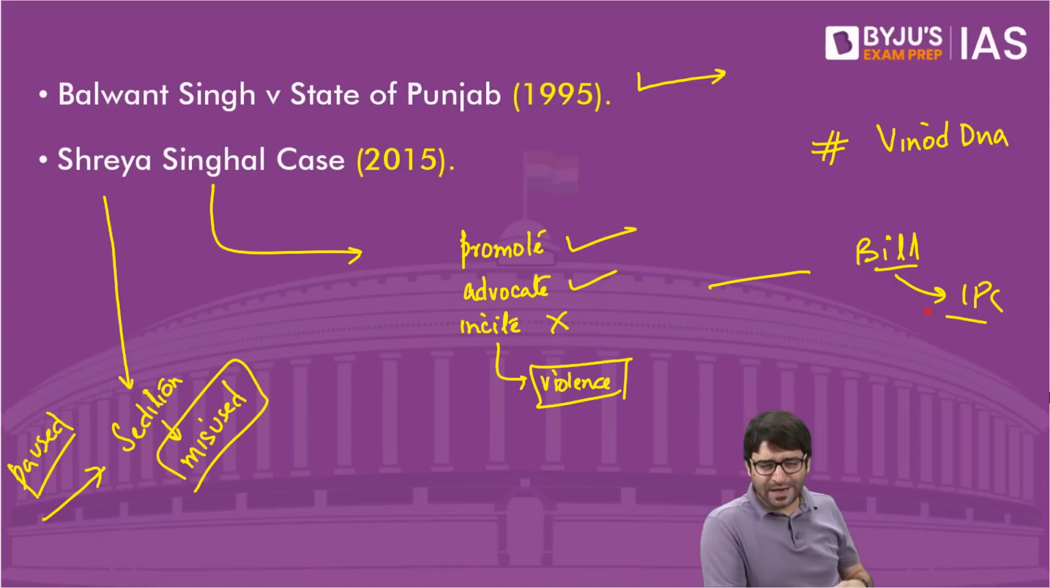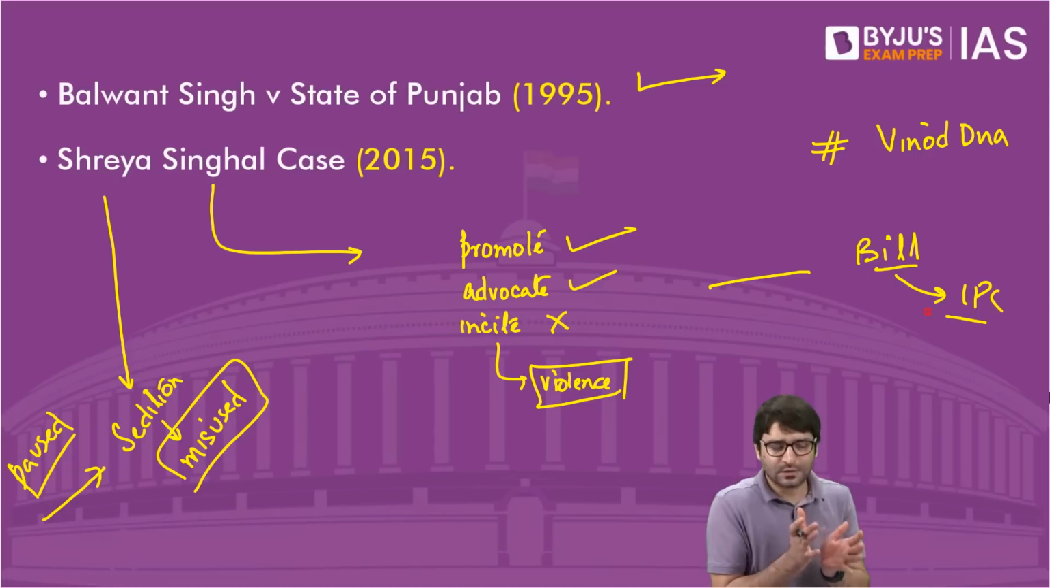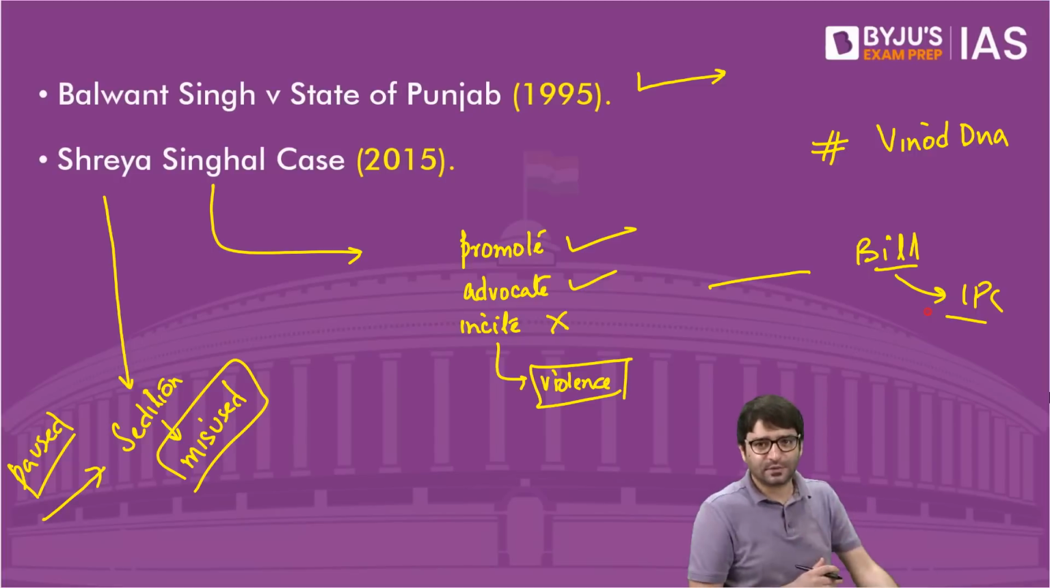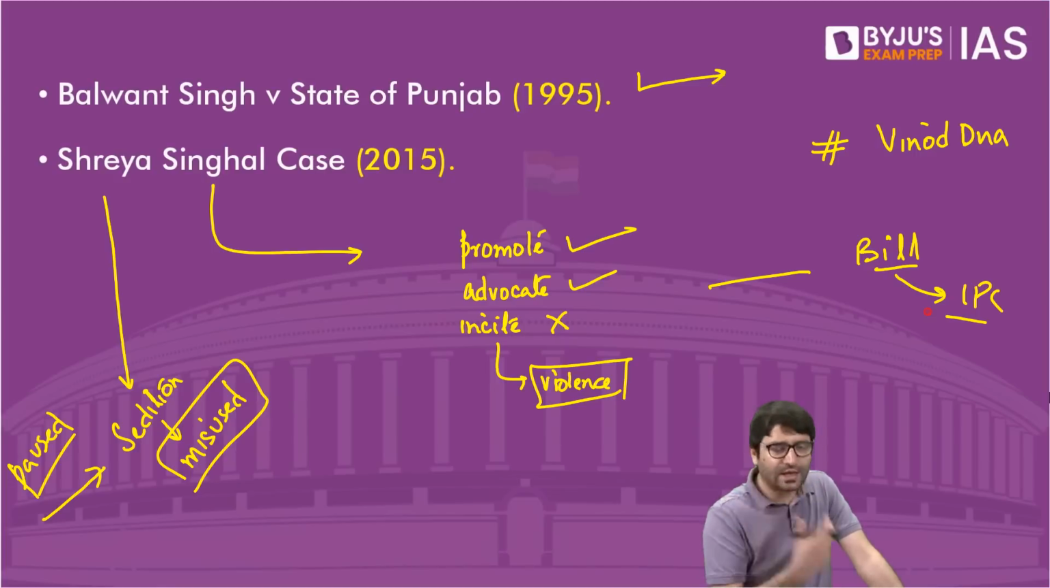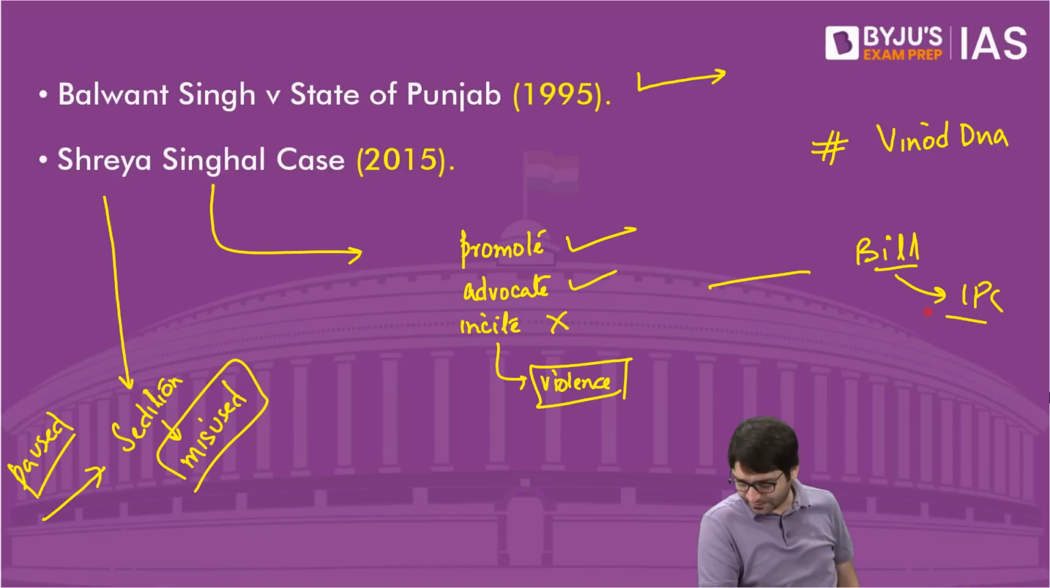Ideally, it is not a case of defamation, because how can you say that you constitute a class and you have been defamed? Others have not been. But if you can convince the court that you constitute a class, then yes, defamation can be filed.